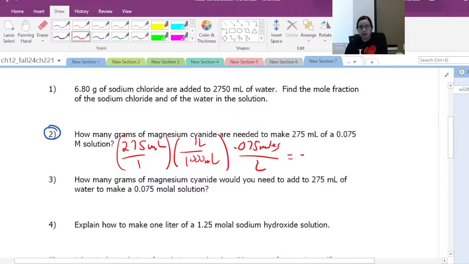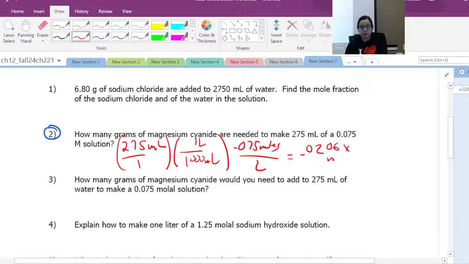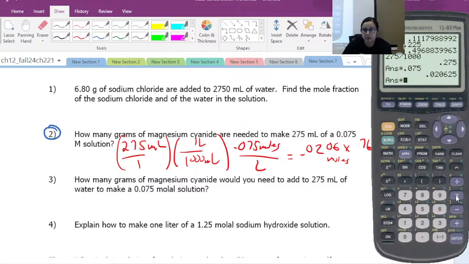And then now we can multiply it by the molecular weight. So moles times 76.34. You said 1, right? Yes. So grams. And so about 1.57 grams there. So I see answer in the chat. Everybody got that here as well.